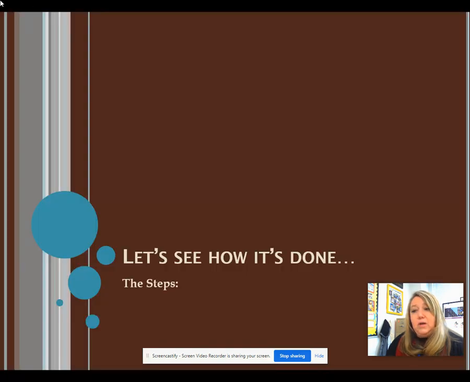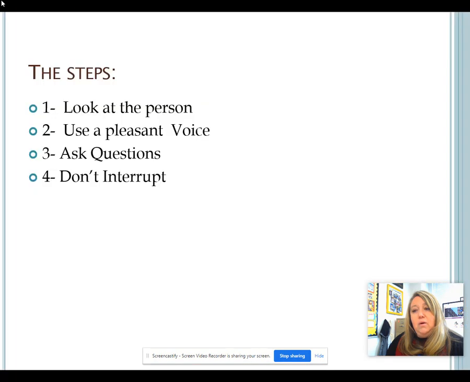So that's why we're talking about it today, folks. So we have 4 steps that we want to make sure that we follow today. The first step is to look at the person.